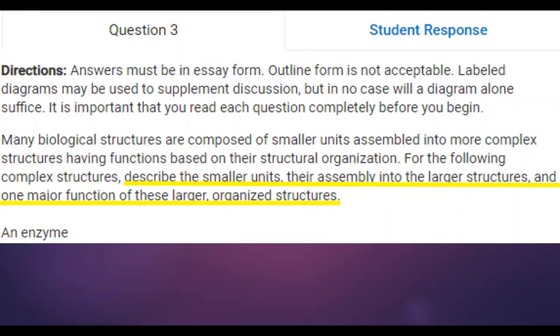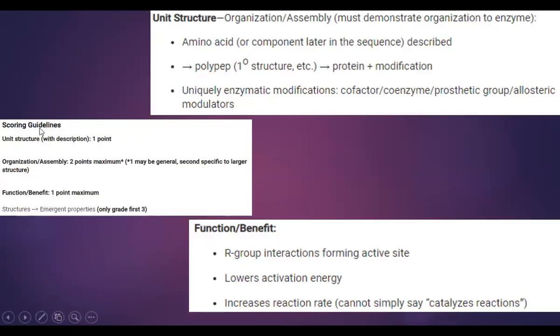All right, directions. This one was an older question, so the stuff isn't bolded here or separated for you. It says, describe the smaller units, their assembly into larger structures, and one major function of these larger organized structures. There's 4 points hidden in here. Okay. All right, so let's look at how it was broken down. If you look over here, the scoring guidelines say 1 point for structure. It's made of amino acids and a polypeptide. Organization, you could have talked about any way that the proteins put together, 2 separate components there. And then 1 benefit, like what do they do? What's a function or a benefit of them?